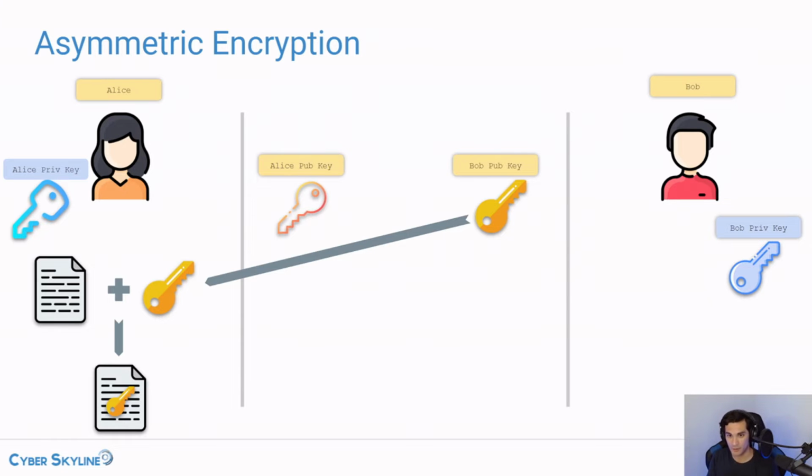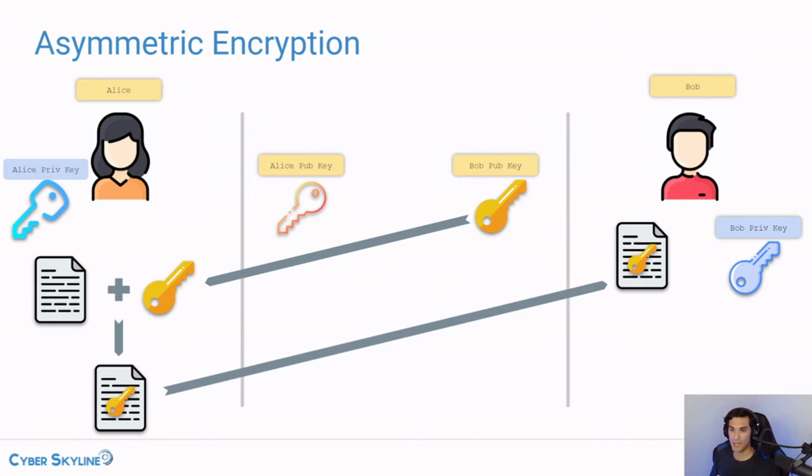Now she can send this over the internet to Bob. Bob now has a message that's encrypted using his public key, and only his private key, this blue key, is the only one that can decrypt it. So he uses his private key and decrypts the message. This is pretty crazy, because it means that Alice and Bob do not need to share any sensitive information in order to communicate. Bob needs to advertise his public key to the world, and then anyone who wants to send him a message goes and gets his public key, and they can send him a message.